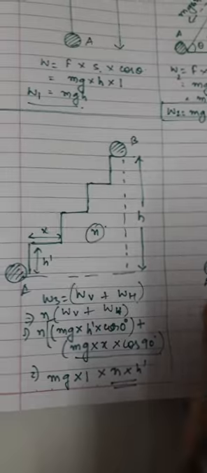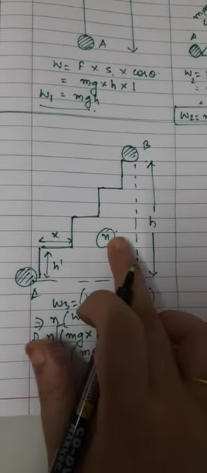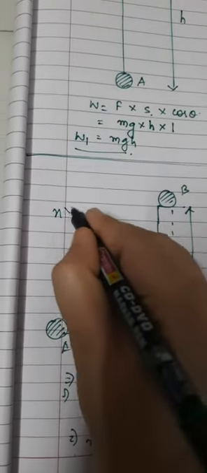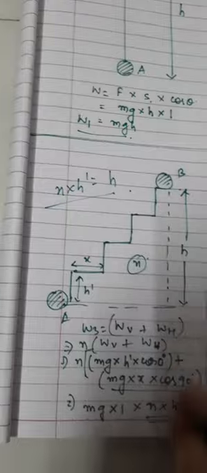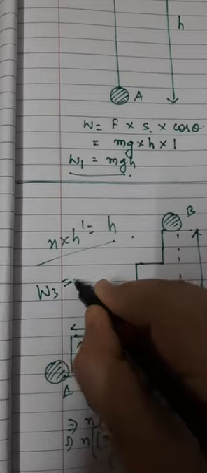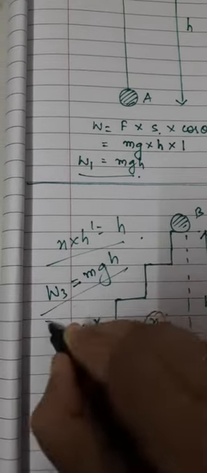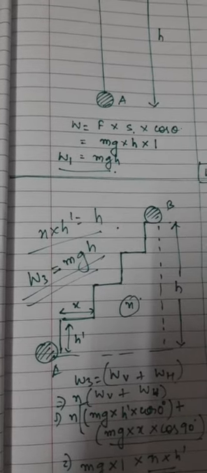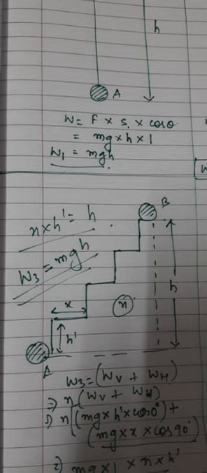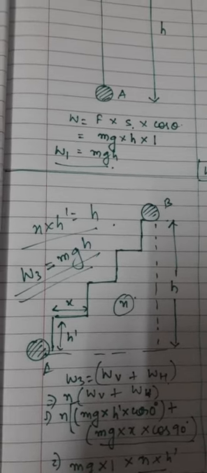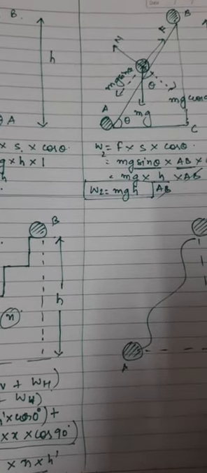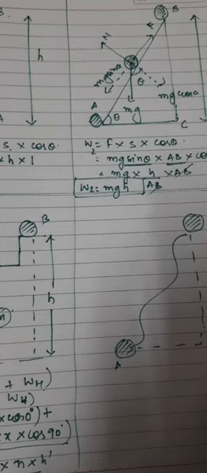If there are n number of stairs, and the height of each stair is h dash, then n into h dash is equal to the complete height, that is h. So I can write w3 as mgh, because n into h dash becomes h. So the work done in the third case is also mgh. In all three cases, we have got the magnitude of the work done as mgh.